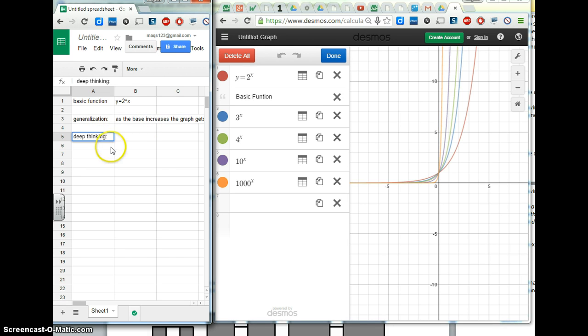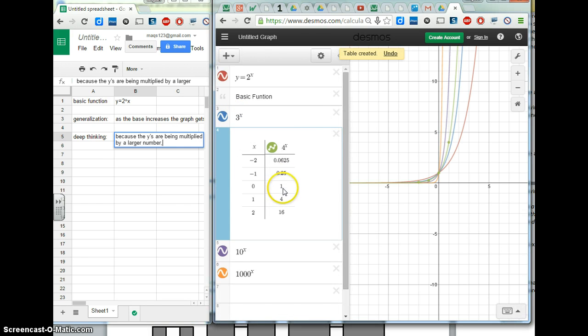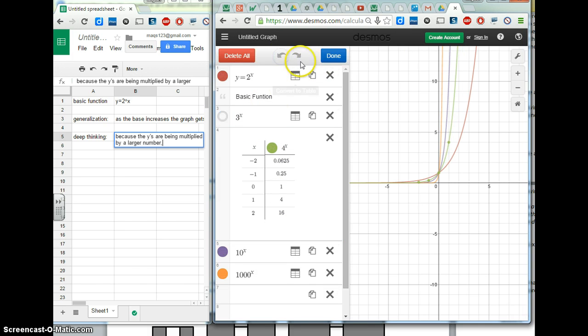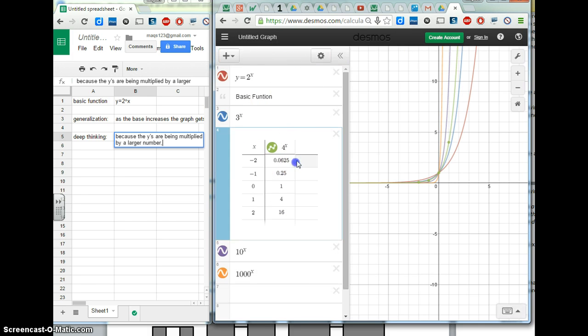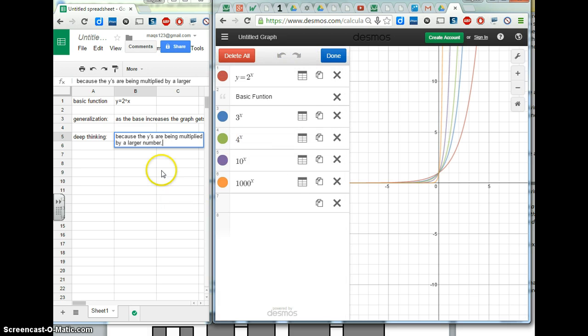Okay. Why does it get steeper? Yeah, because the numbers, the y's, are being multiplied by a larger number. Okay, so as it gets larger and larger, the y's get multiplied. This one they get multiplied by 3, so by 4, by 4. So the last number was the ratio, like in our geometric sequence, would be 4, and the ratio for the smaller ones would be a smaller number. Okay. So that's a generalization.